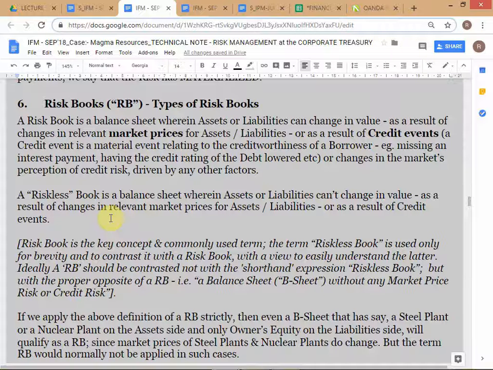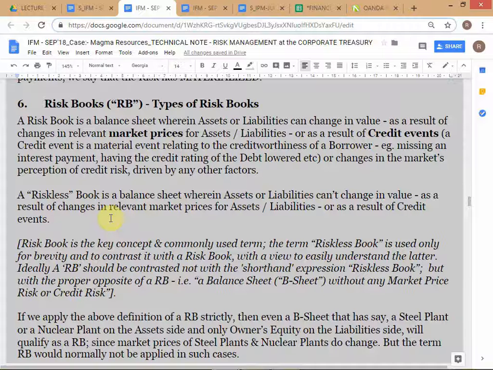Essentially it's a balance sheet where assets or liabilities don't change easily or frequently in value. Let's say there's a company called Westinghouse Electric which manufactures nuclear plants. Obviously the value of a nuclear plant does not change on a regular basis, unlike the gold price or the oil price, which change almost minute to minute, or second to second. A nuclear plant's value also changes, maybe after 5-7 years, when you feel the technology is old, so it changes very slowly. Those kinds of things we don't consider as risk books.